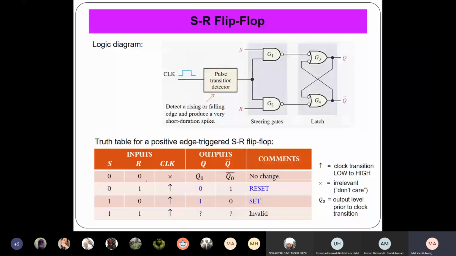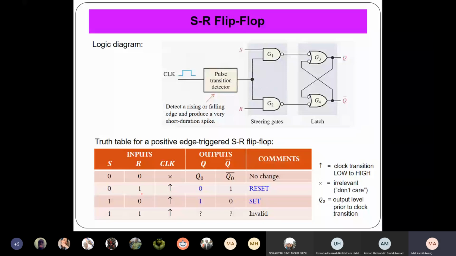So this one is the positive edge, or leading edge, or rising edge clock. So if there is no pulse, S and R are 0, so there is no change. So Q is equal to Q naught. Q naught is the previous output, the output level prior to the clock transition. So it does not matter whether the clock is rising or falling. If S and R are 0, Q does not change.